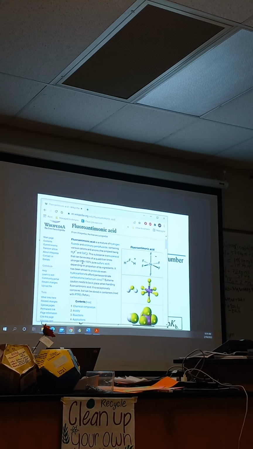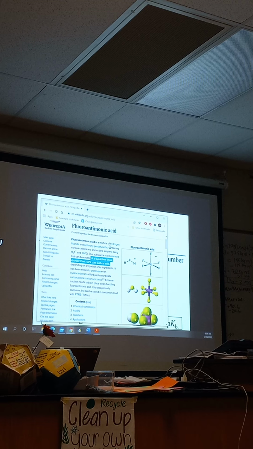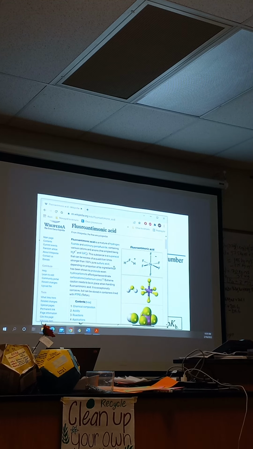It is a quadrillion times stronger than 100% pure sulfuric acid. That's H2SO4. How do you even quantify a quadrillion? A quadrillion is 1,000 times a trillion. This is crazy. It can protonate hydrocarbons, which are very unreactive with acids. It can throw a proton at hydrocarbons and turn them into pentacoordinate carbocations.